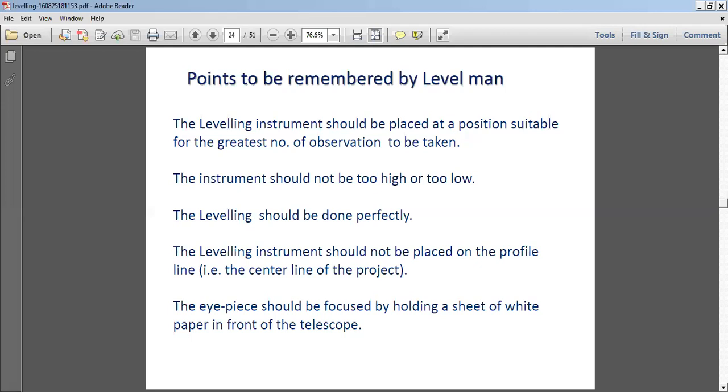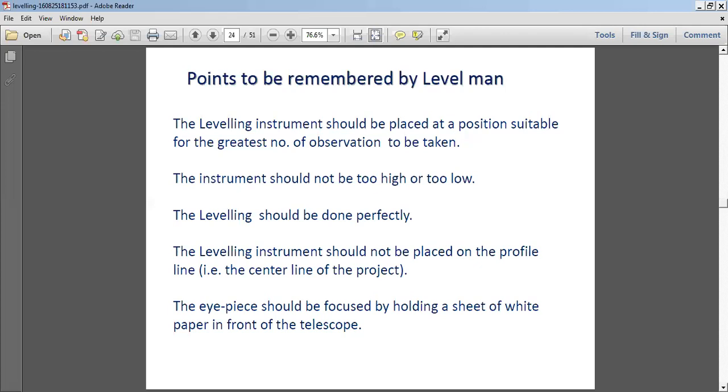The leveling instrument should not be placed on the profile lines, that is, the center line of the project which connects all the points. Suppose we are already working on a project, and the project is divided into a number of triangles. We will not use the station point on the center line of that project.